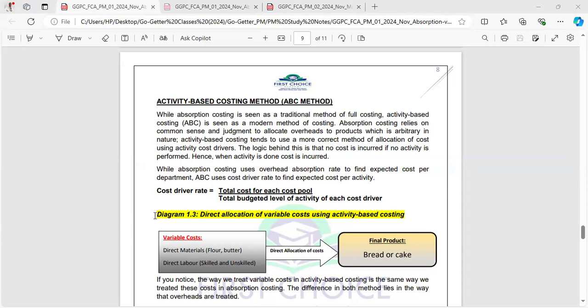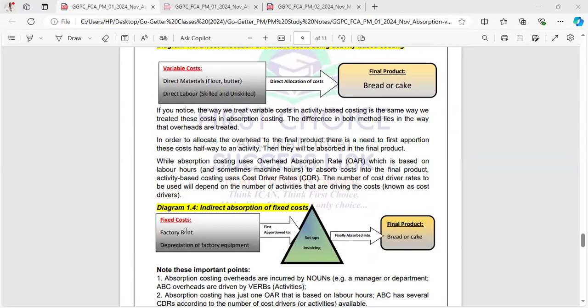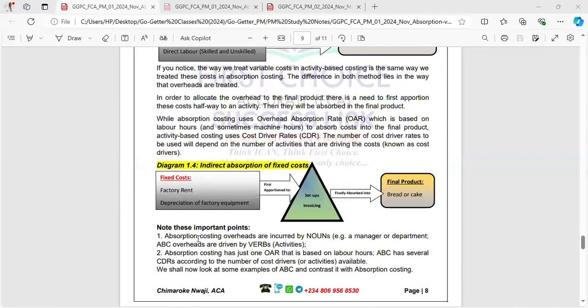So the difference now lies in the way overhead is treated. Now, how is overhead treated? Absorption costing, we said, uses an overhead absorption rate, whereas activity-based costing uses cost driver rates. There is always a halfway house between the cost item and the final product. First of all, there is an indirect absorption of the fixed cost. Let's say there is a factory rent or depreciation of a factory machine.